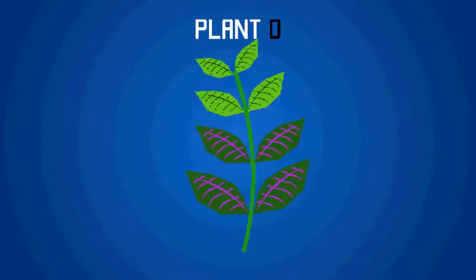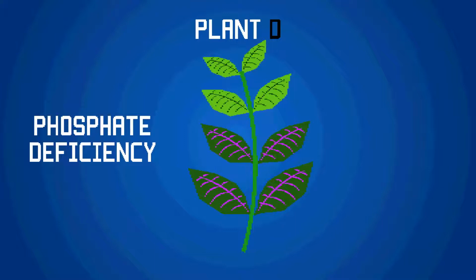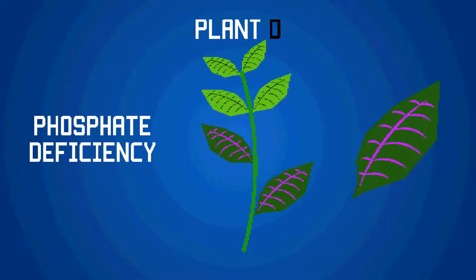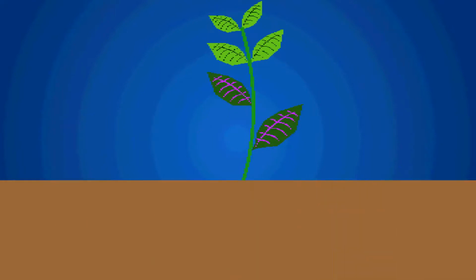Plant D has a phosphate deficiency. The older leaves are darker green and some have fallen off. Sometimes the veins become purple, and the plant's growth has also been stunted. This is because phosphorus is involved in energy transfer, so the whole plant won't grow correctly, including the roots.